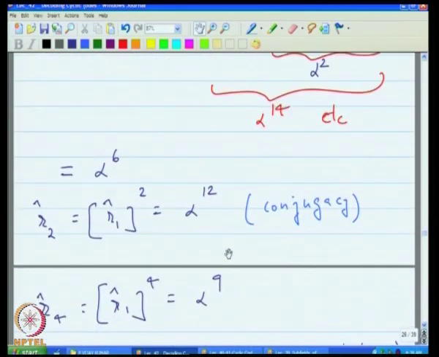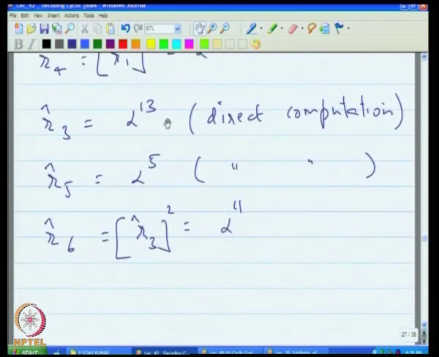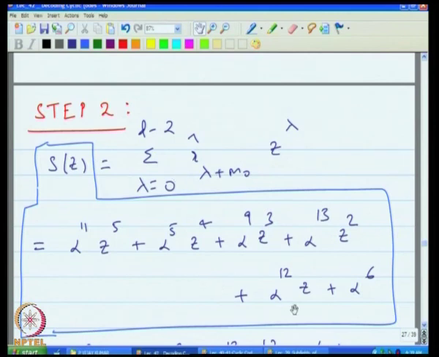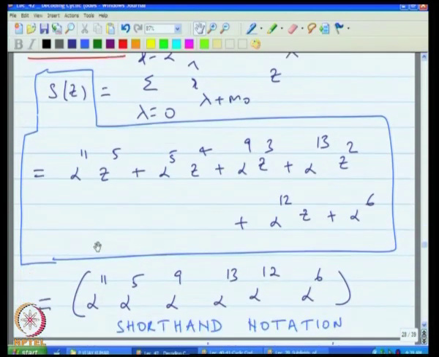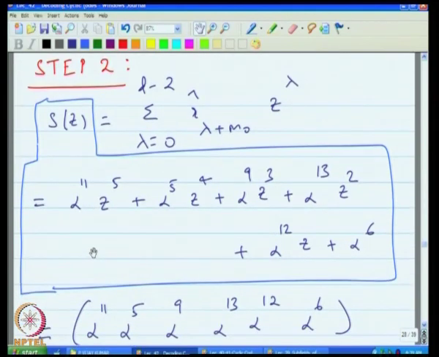Okay. So, in this way we have actually computed the first 6 transform coefficients, and they evaluate to alpha to the 6, alpha to the 12, alpha to the 9, alpha to the 13, alpha to the 5, and alpha to the 11. So, here are these coefficients written out in that particular order: r hat 1, r hat 2, 3, 4, 5, 6. So, this is your syndrome.